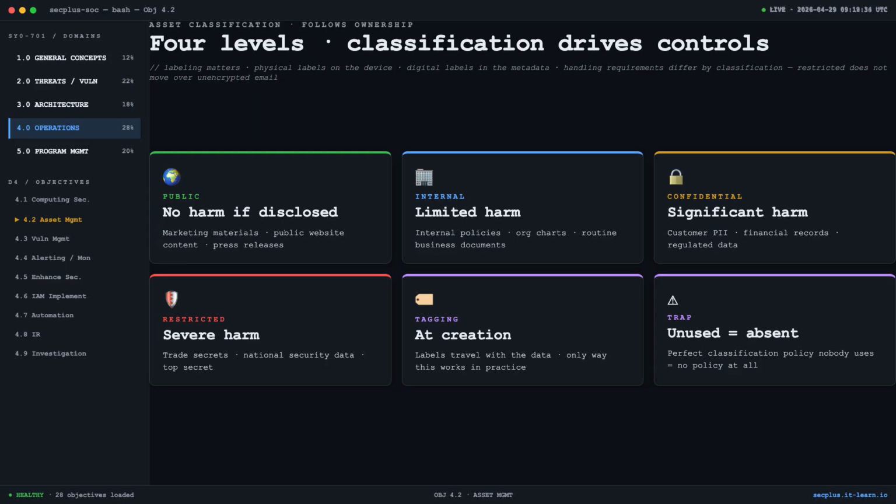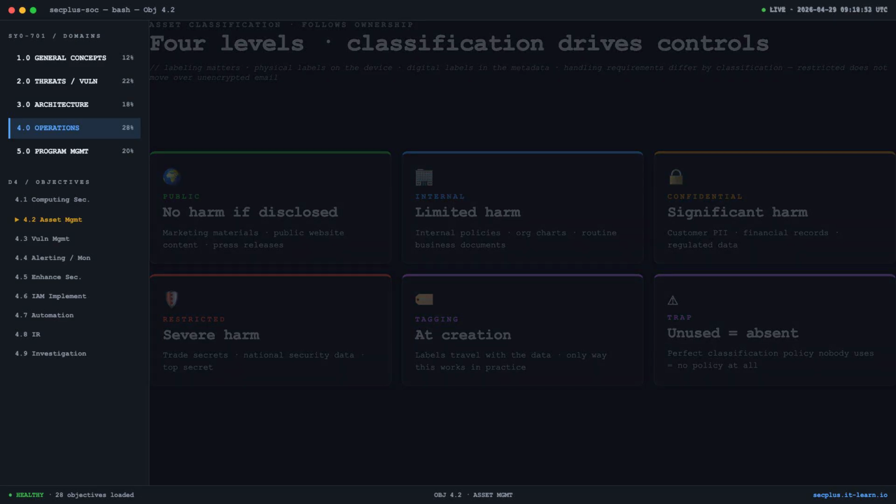Tagging at creation and labeling that travels with the data is the only way this works in practice. Phase 3. Monitoring and tracking. Two parallel inventories. Hardware, every device, serial number, location, owner. Software, every application, version, license status.